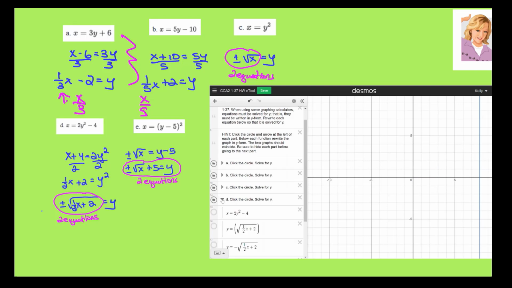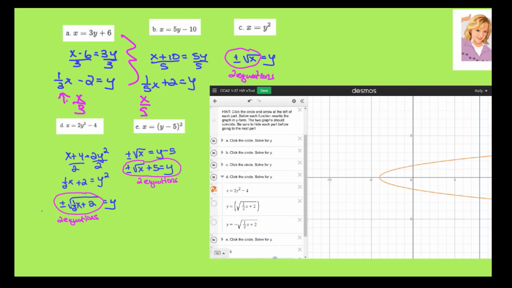So here's D. D is similar. You have a y squared term. So by the time you add 4, divide by 2, and take the square root, this is what the graph would look like. Now, I'm going to go ahead and change the colors of these two because this will show it. These are two separate equations again. And if you look at the information on the left under D, you will see two equations. It's a plus or a minus. Each one stands for one equation.